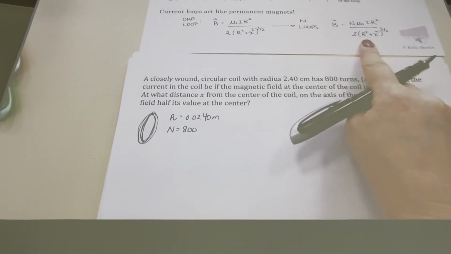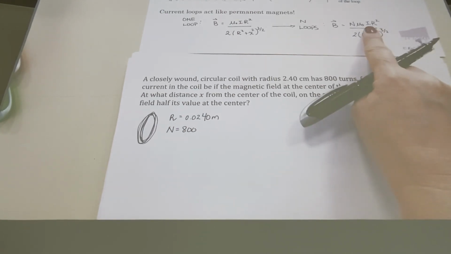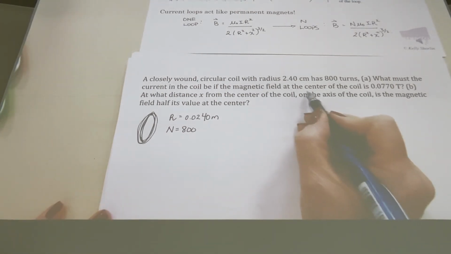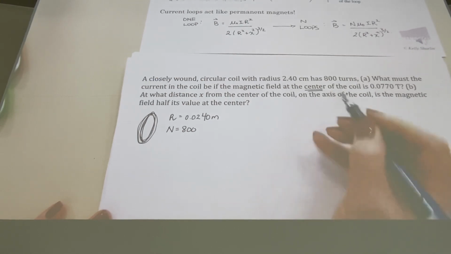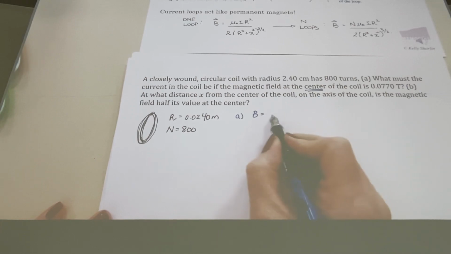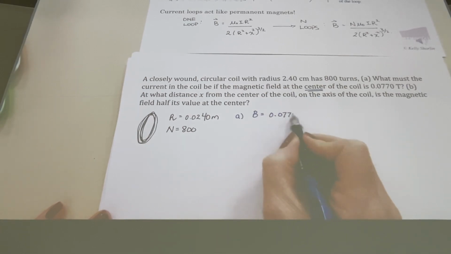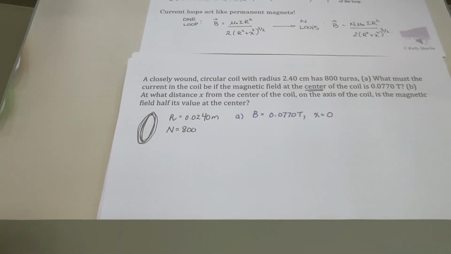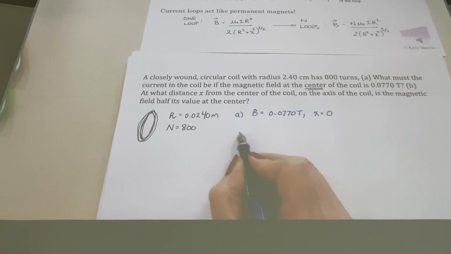Okay, so we want to use our equation for magnetic field. We know most of the ingredients, and we'd like to find the current. So this is just going to be kind of a plug and chug. And this is the magnetic field at the center of the coil. So part A, our magnetic field has a magnitude of 0.0770 Teslas. We're at the center of the coil, so X equals 0. So there's some additional information. We'll write down our equation.